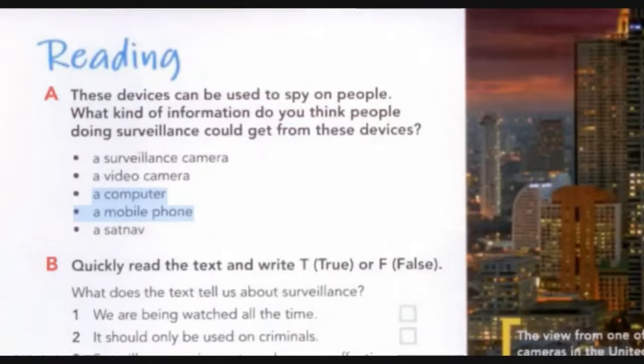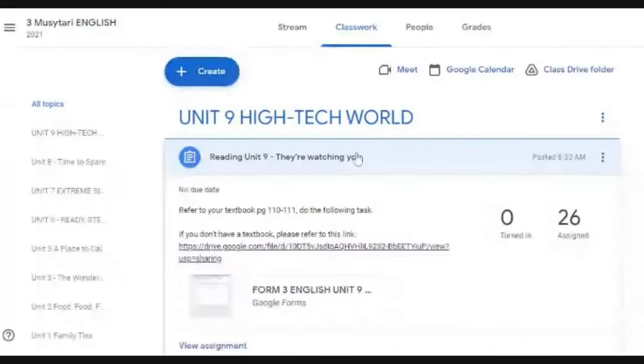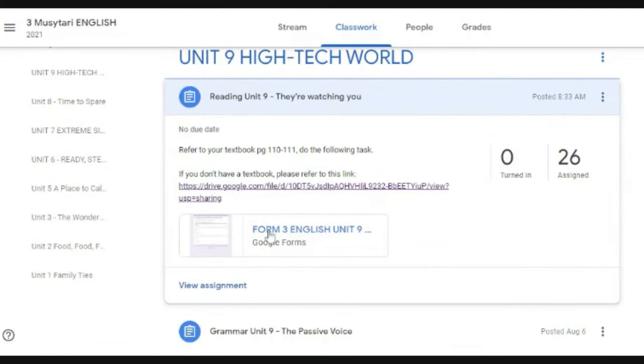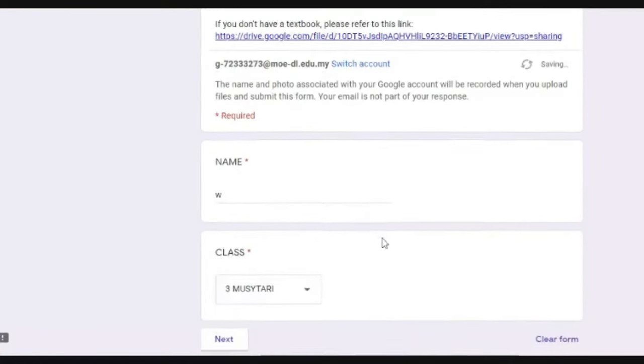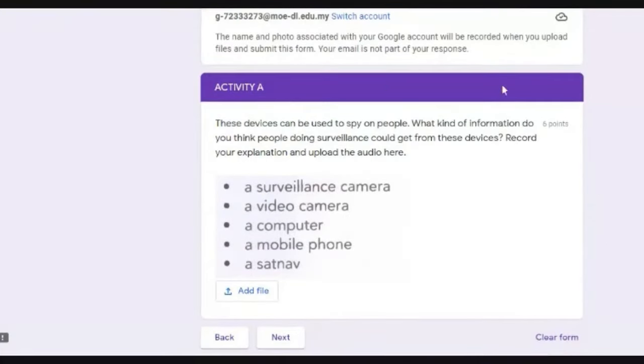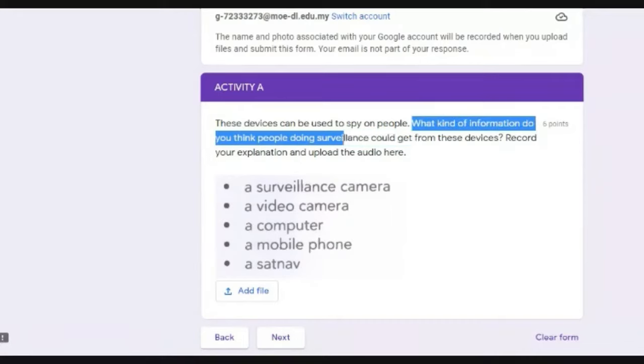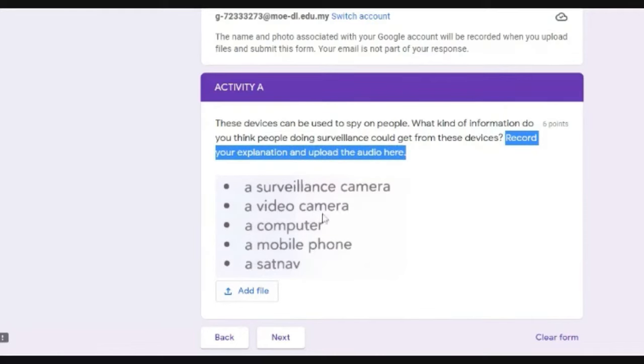Okay. All right. So this one, if you look at your Google Classroom, I have already posted this assignment. Okay. So you click on the Google form. Okay, then you will see the Google form. As usual, you type your name. Okay, choose your class. Okay, this activity A here. Okay, I want you to explain like what we have discussed just now. Okay, explain what kind of information do you think people doing surveillance could get from these devices. And this time you're not going to answer by typing the answer, okay? You have to answer this question orally. Then you don't have to get a partner. It is yourself. Just answer this question orally. Record your voice and upload the audio here.